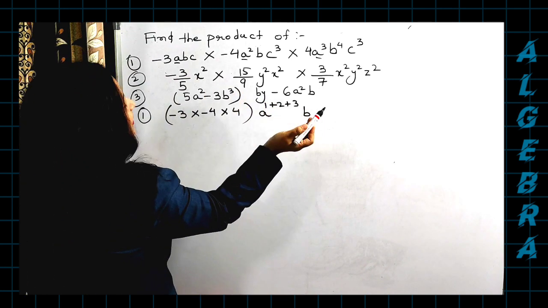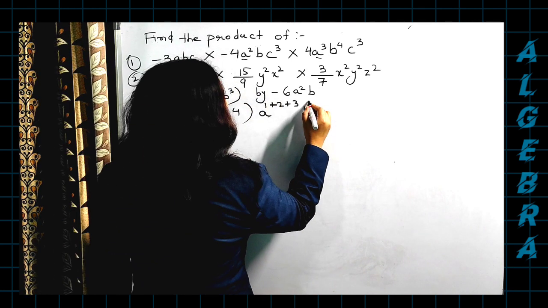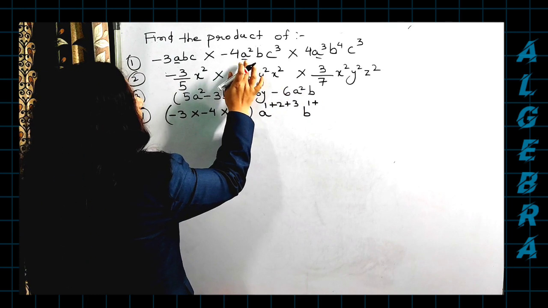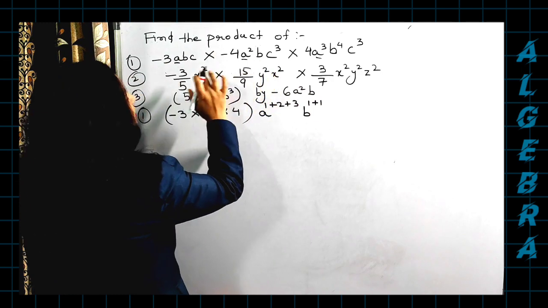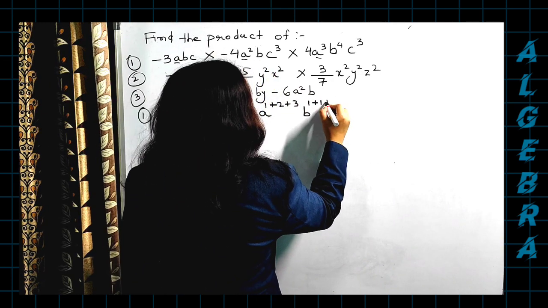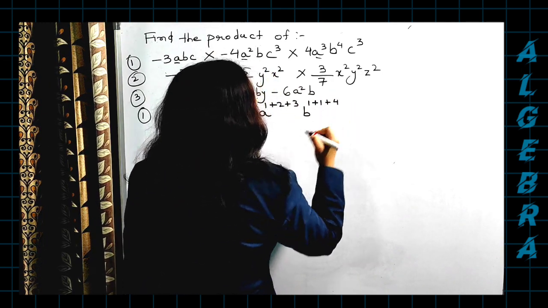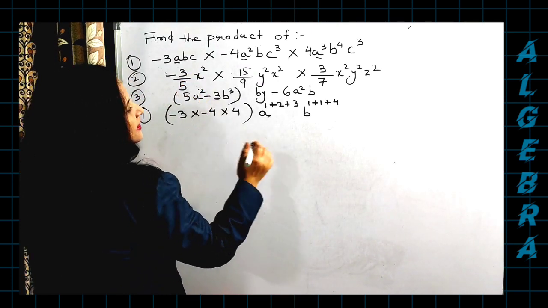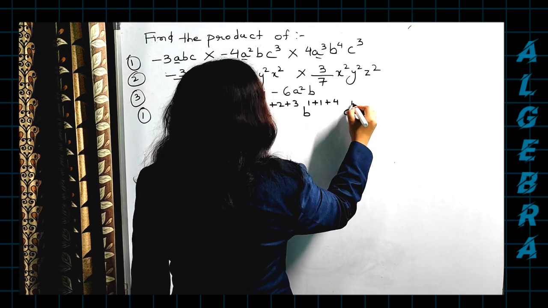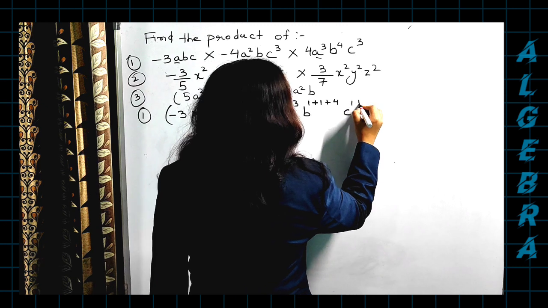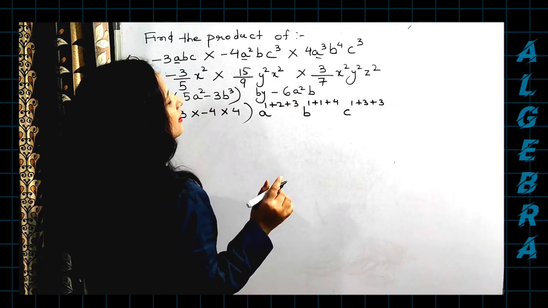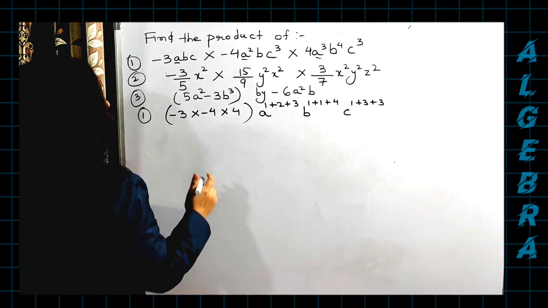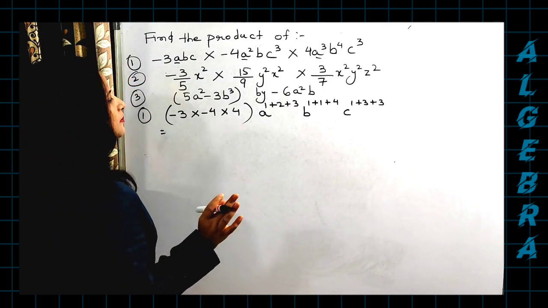Let's come to B. B is also in all the 3 cases. Here the power of B is 1. In the second one, the power of B is what? 1. No power means 1. And the third case, it is 4. Let us come to C. In the first case, the power of C is 1. Second case, the power of C is 3. And third case also, power of C is 3. Okay? Clear everyone?